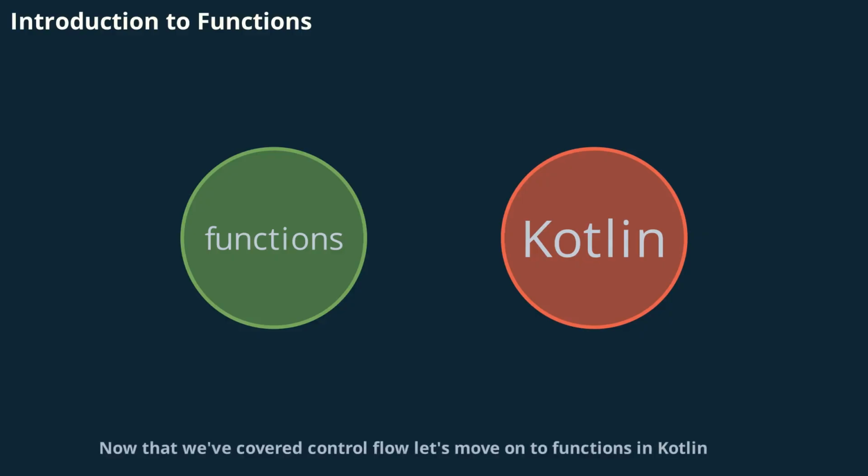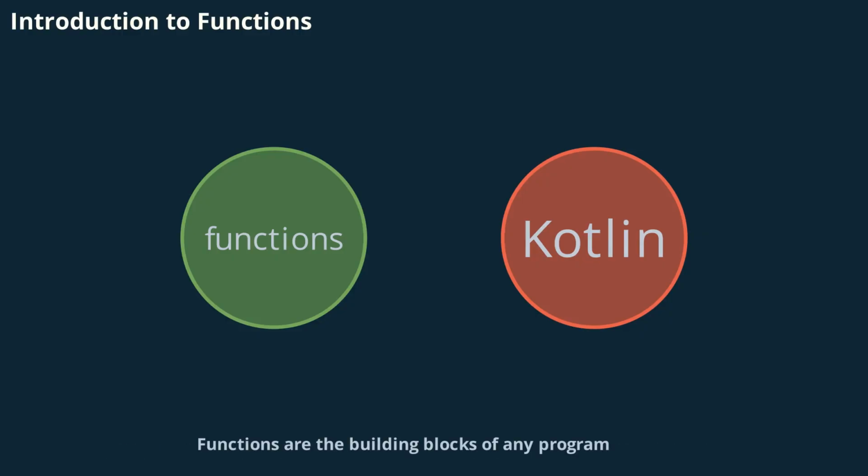Now that we've covered control flow, let's move on to functions in Kotlin. Functions are the building blocks of any program, and Kotlin offers several advanced features to make your code more modular and expressive. We'll look at lambda functions, higher-order functions, default and named arguments, inline functions, local functions, vararg parameters, and infix notation. Each of these features helps you write cleaner and more efficient code.